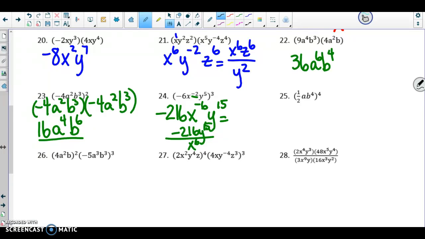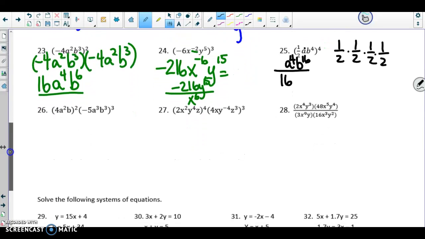All right, and this one, I've got 1/2 times 1/2 times 1/2 times 1/2 because it's to the 4th power. 2 times 2 is 4, times 2 is 8, times 2 is 16. So I have 1/16. A to the 4th, because there'd be a 1 here, and I could take a to that. And then b to the 16th. So I don't need this 1 here. It's not wrong to have it, but really my answer is just going to be a to the 4th, b to the 16th, all over 16.